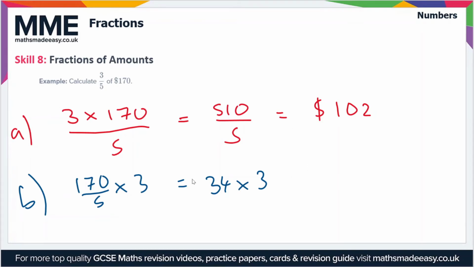So this may or may not be simpler for you than multiplying 170 by 3. It's up to you which method you use. But 34 times 3 also gives us $102. So whichever method you use, you should get the same answer.